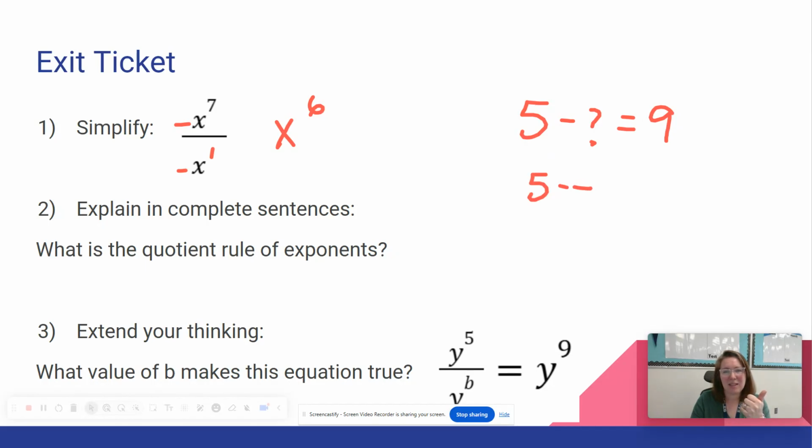Minus a negative is the same as just adding. So our answer has to be a negative of some kind. So 5 plus 1 is 6. 5 plus 2 is 7. 5 plus 3 is 8. 5 plus 4 is 9. Now we know it's not actually plus, it's actually subtracting a -4. Wow, that was a challenge question right there.